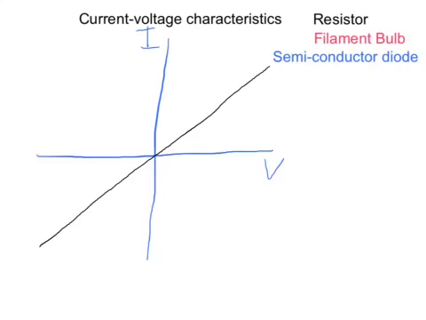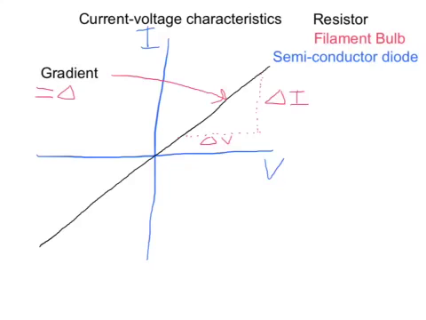and what we can normally do from a graph is measure the gradient. So if we look at the gradient, we've got the change in current here, we've got the change in voltage here. Gradient is change in current divided by the change in voltage.